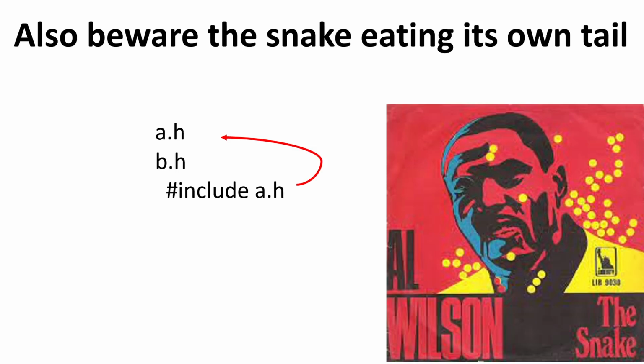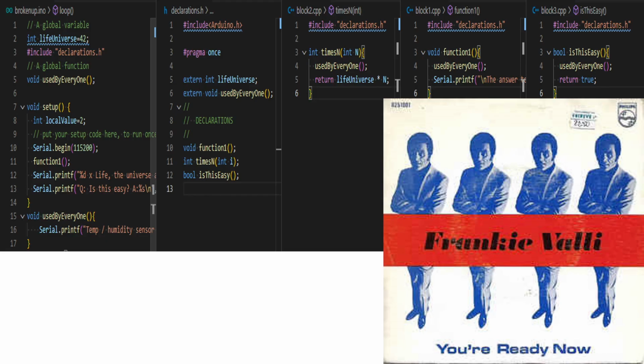Also beware of the snake eating its own tail. Don't include a file which then includes a file higher up in the chain, because it will loop back and it will crash the compiler eventually. But we're ready now. We have knocked out all of the gotchas. We've got everything in place, and I suggest you pause there to look at how it all hangs together.